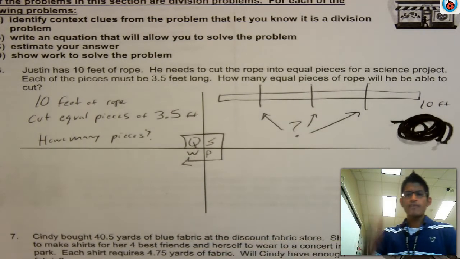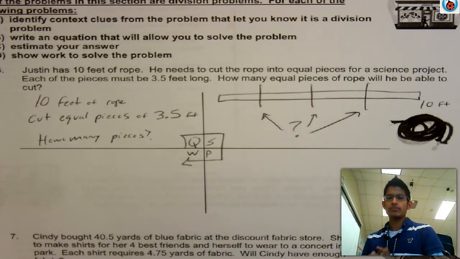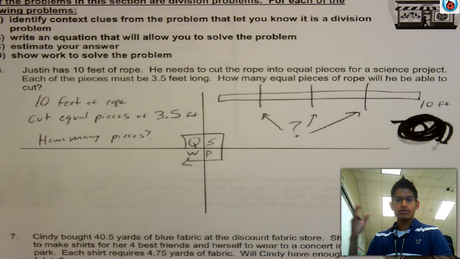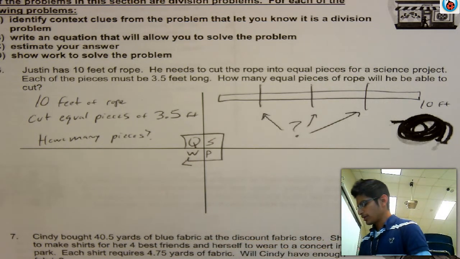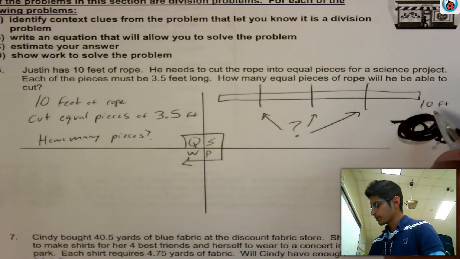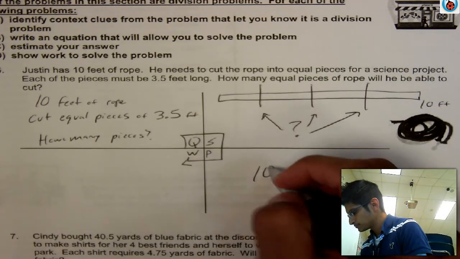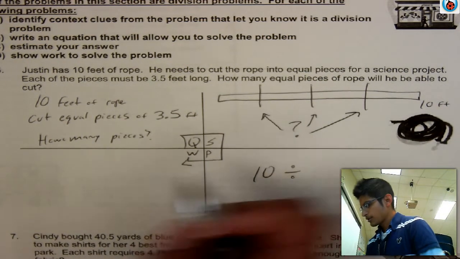Okay, so I'm cutting off multiple times. Remember, division is the same thing as repeated subtraction. So it's going to be cutting them off over and over and over again. So let's make a prediction. I have 10, and I'm going to divide it by 3.5.